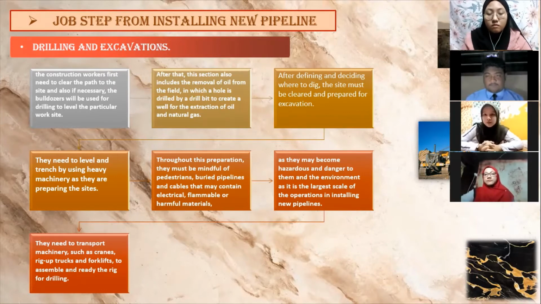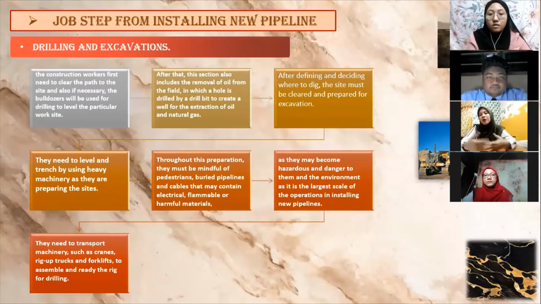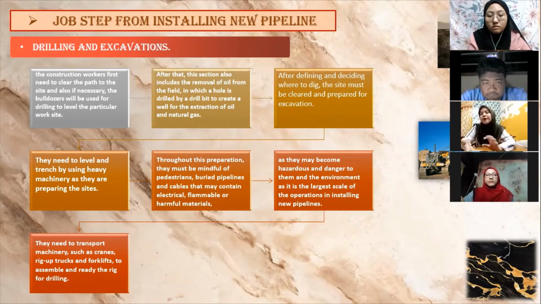So the first step in drilling and excavation is that the construction workers themselves first need to clear the paths to the site, and if needed, a bulldozer will be used to level the particular work site. Second, this section also includes the removal of oil from the field, in which a hole is drilled by a drill bit to create a well for the extraction of oil and natural gas. After defining and deciding where to dig around the work site, the site must be cleared and prepared for excavation.